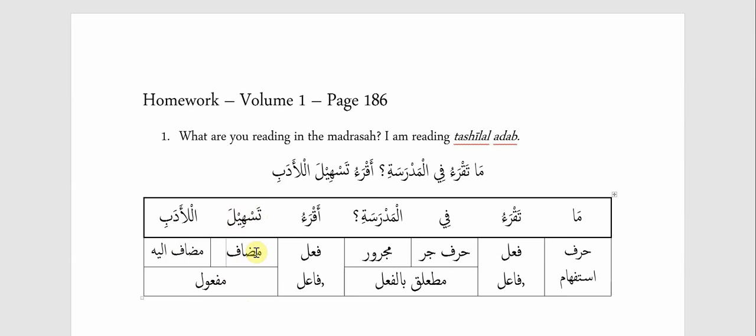Quick review on mudaf ilayh. Mudaf can never have alif lam. It can end in anything, doesn't matter. Mudaf ilayh can take alif lam optionally and will always end in majroor state. Will always have kasra or representative of the majroor state.